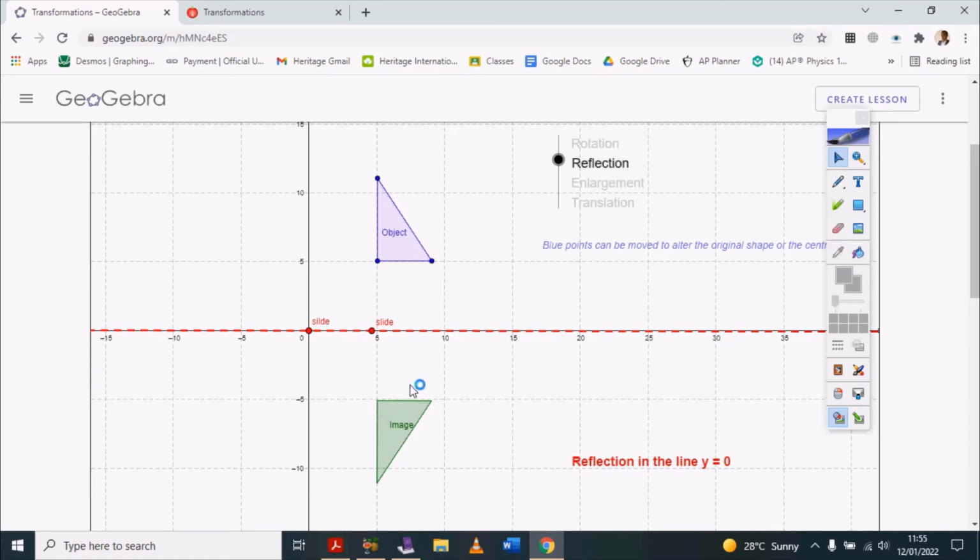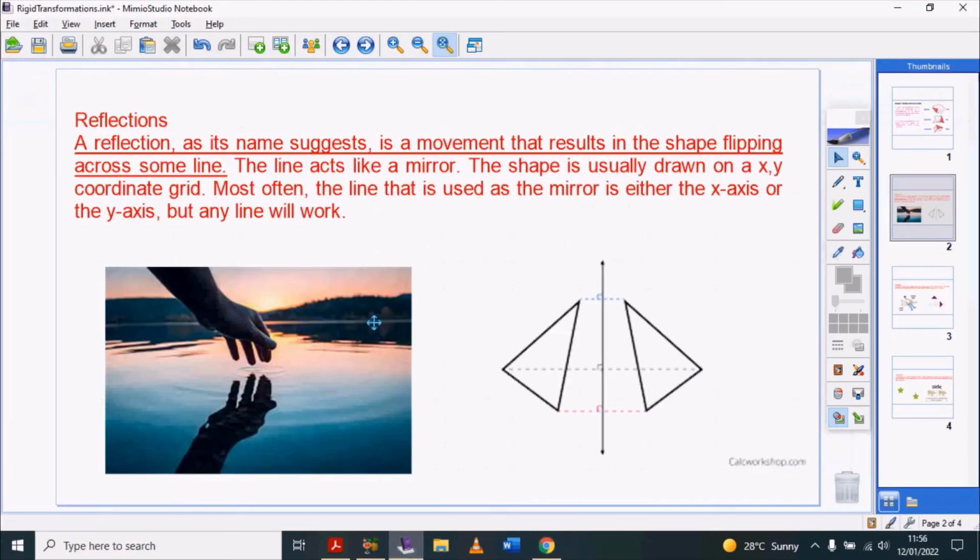So that's the idea behind reflections. The thing to remember, and you can write this down as well, each point on the object is the same distance on the other side of the mirror as each point on the image. Let me repeat that. Each point on the object is the same distance on the opposite side of the mirror as each point on the image. I'm going to show you an example of how this works, but I want you to write that down.